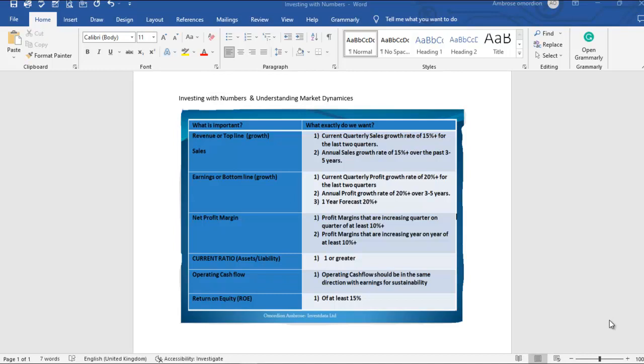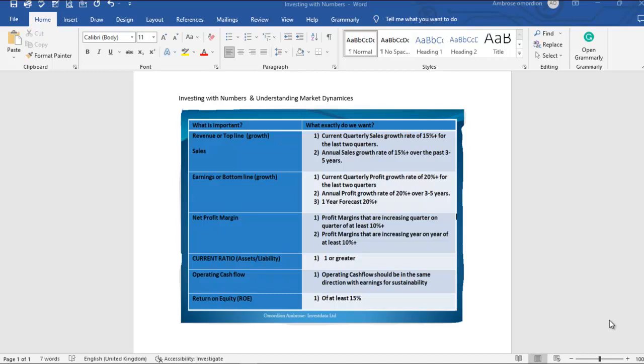Another very important one is operating cash flow. Operating cash flow tells investors if the earnings we are seeing from the company are sustainable. After looking at the profit and loss account and the balance sheet, you look at the cash flow of the company. Cash flow is divided into three: cash flow from operating, from investment, and from finance. You need to understand this. Operating cash flow should move in the same direction as earnings for sustainability. Every investment is against the future, and this cash flow will tell you if the company is expanding or not.